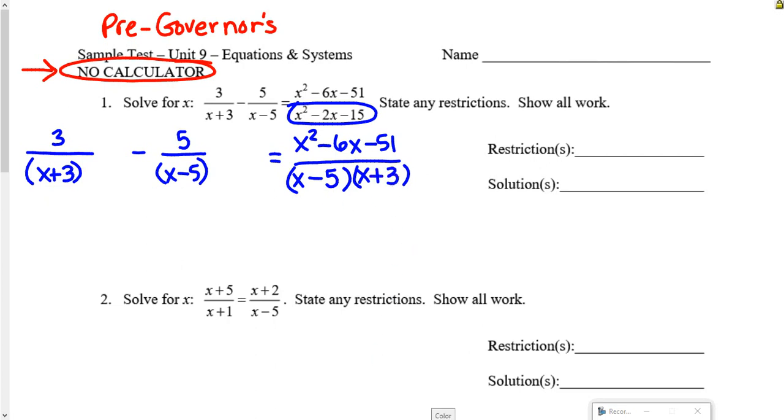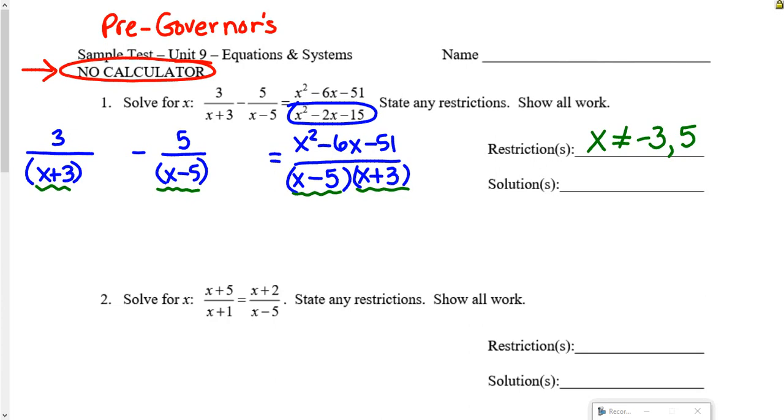Okay, so my excluded values are going to be anywhere the denominator would equal 0. So if x were equal to negative 3, the denominator would be 0. That means x cannot equal negative 3. If x were equal to 5, the denominator here would equal 0, so x cannot be equal to 5. Over here in my right equation, I have again, x can't be 5 and x can't be negative 3.